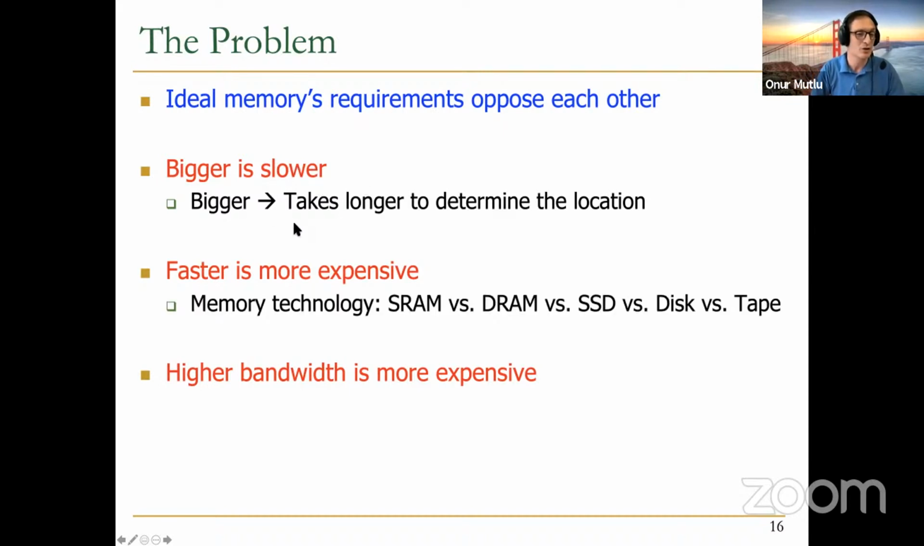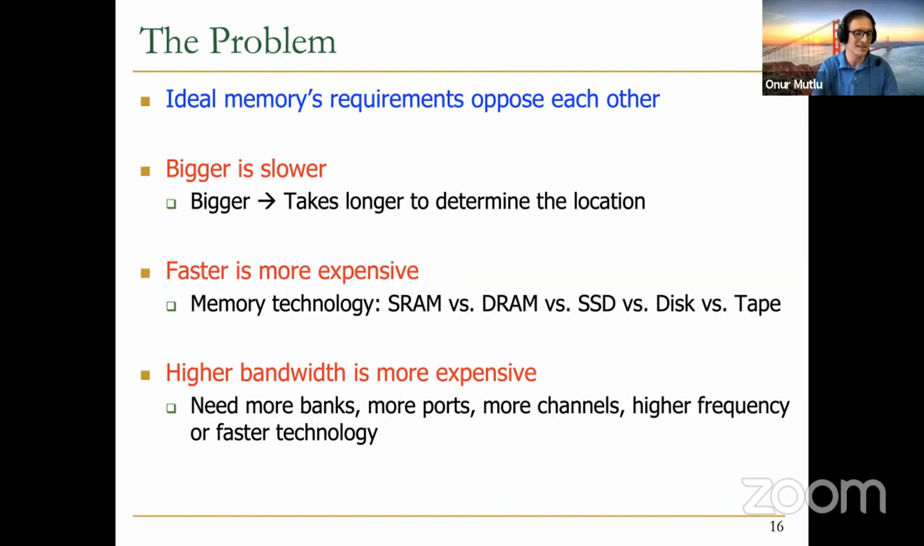Faster is more expensive. You may have a memory technology that's faster than another, but it turns out it usually requires more area. SRAM, for example, is a good example. SRAM versus DRAM versus SSD versus disk versus tape. Going from left to right, your cost reduces, but you also become slower. Faster technologies are more expensive because they require more to build the bit cell that you're storing data in. And higher bandwidth is more expensive, as we discussed earlier.